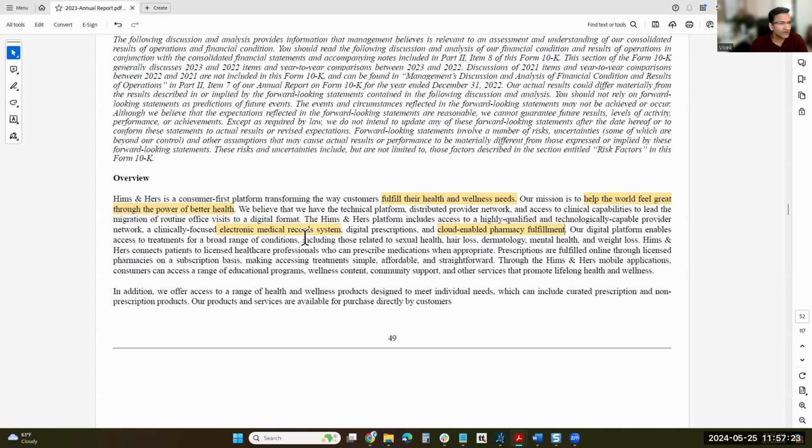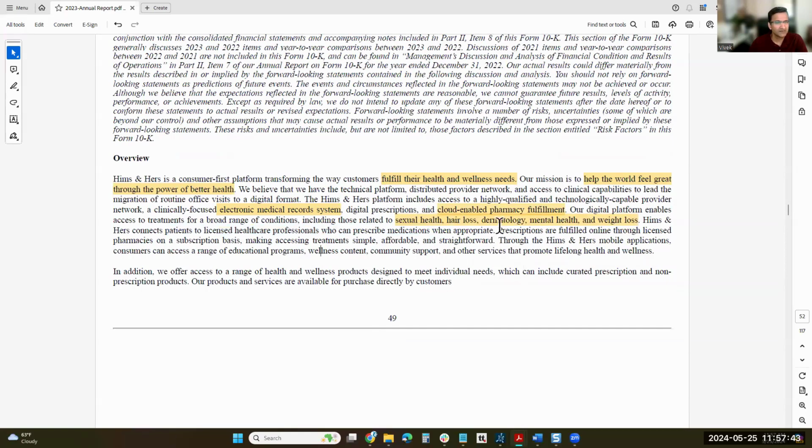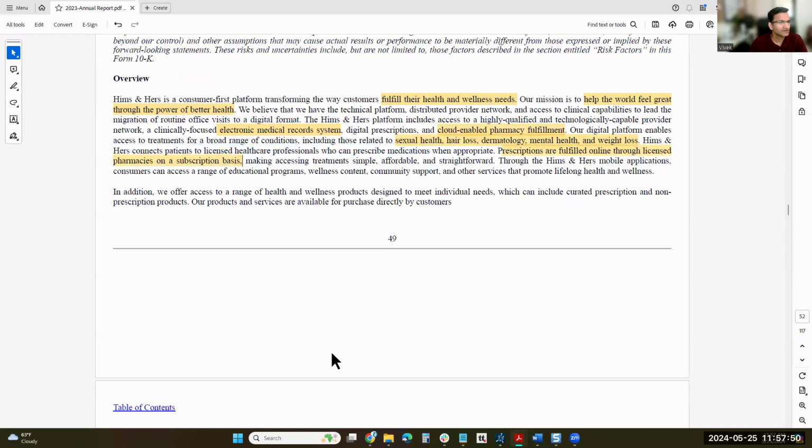They are involved in a broad range of conditions related to sexual health, hair loss, dermatology, mental health, and weight loss. Ooh, weight loss, that makes it interesting, given the GLP-1 and all that stuff. HIMSS connects patients to licensed healthcare professionals, and that's how many of these telemedicine companies operate. Prescriptions are filled through licensed pharmacies on a subscription basis. Okay, all right, so I think at least I get some fair idea.